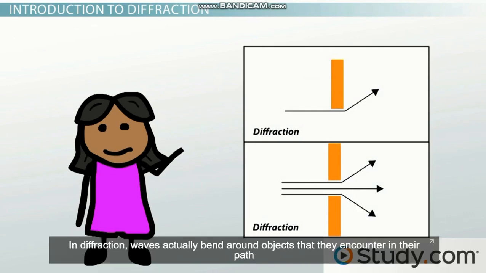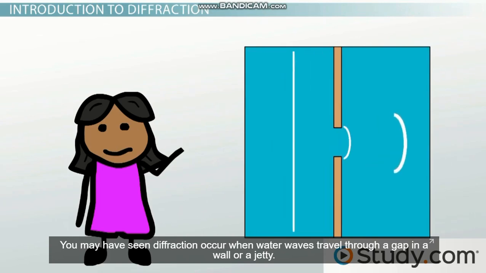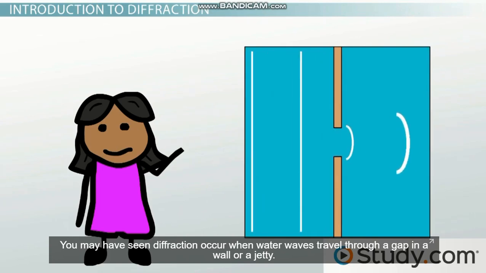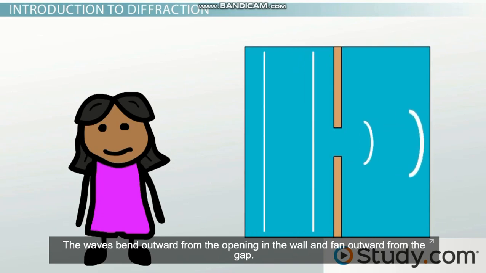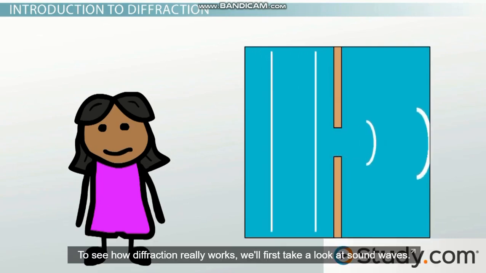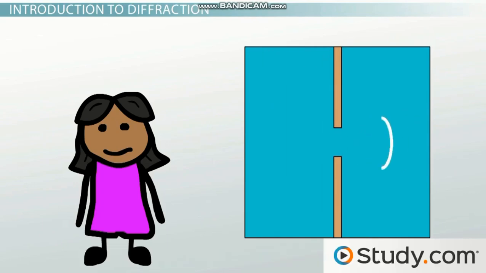Diffraction is different. In diffraction, waves actually bend around objects that they encounter in their path or bend through openings in between two barriers. You may have seen diffraction occur when water waves travel through a gap in a wall or a jetty. The waves bend outward from the opening in the wall and fan outward from the gap. To see how diffraction really works, we'll first take a look at sound waves.